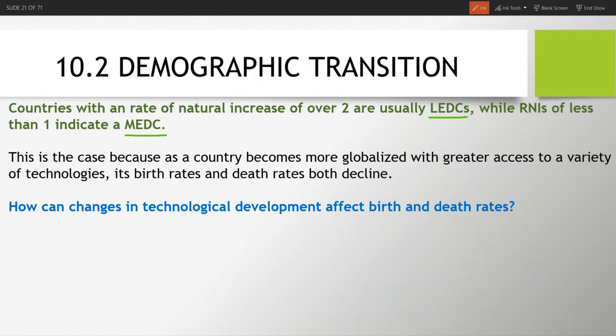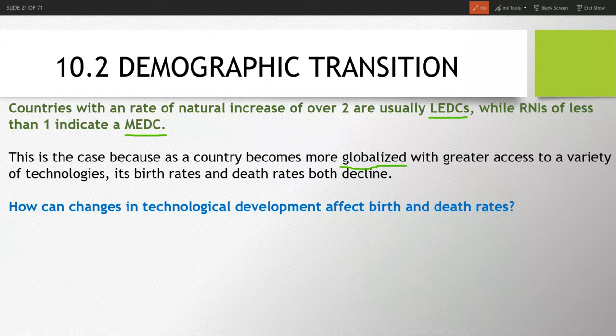And the reason we see this happening in large part is due to globalization, which we've talked about earlier in this course. With more globalization experienced by MEDCs, that will usually result in greater access to a variety of technologies and economic resources. And those technologies can help lower death rates, for example, and certainly have an impact on birth rates as well. So we'll see what happens to those as we go through this section.